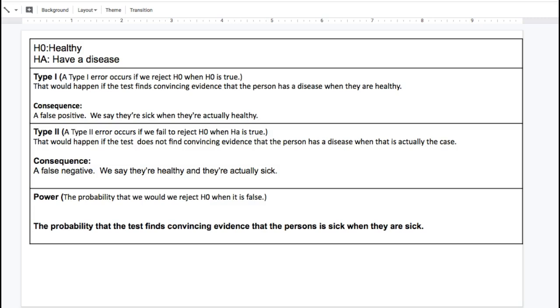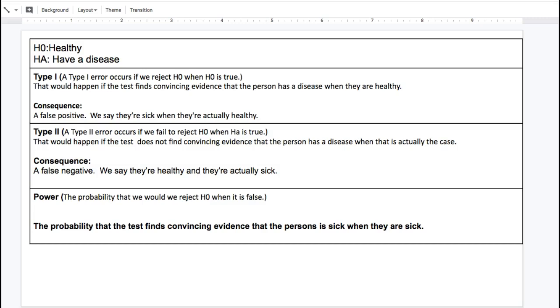Our null hypothesis is that the person is healthy. The alternative is that they have a disease. So this would be some type of test that we're running. Type 1 error would be we reject the null when it's true. So we find evidence that they have a disease when they're healthy. So the consequence is basically a false positive. We say they're sick when they're actually healthy.